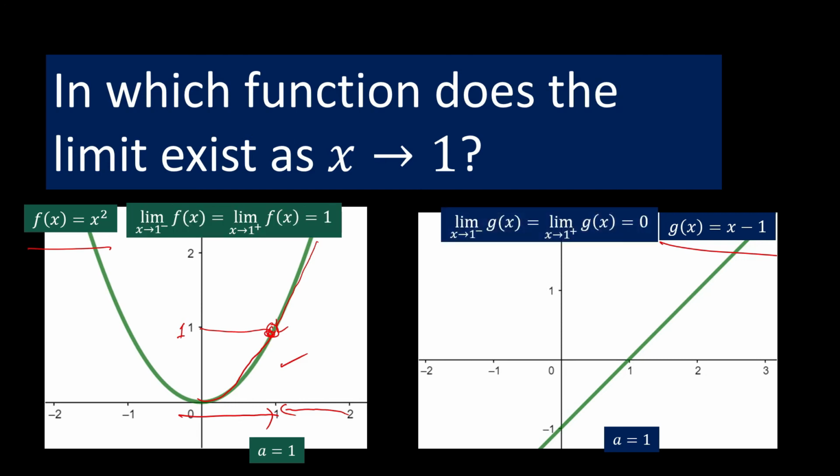How about for our linear function? As x approaches 1 from the left, the value of your function approaches 0. And when x approaches 1 from the right, the value of your function also approaches 0. So conclusion, the limit exists for this function, and it is equal to 0.